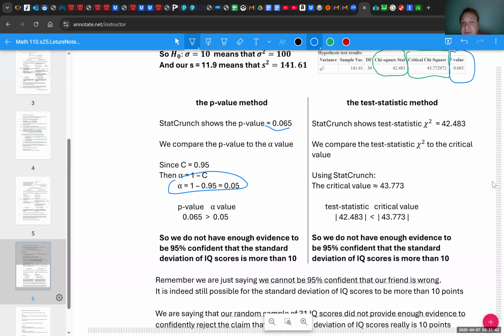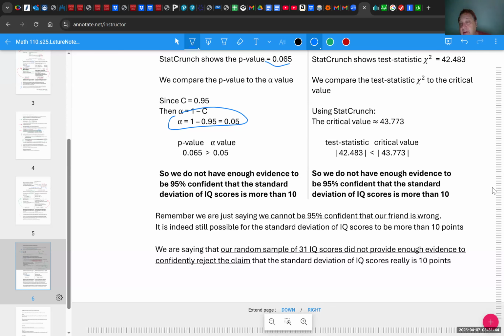So to try to once again just put this into our clear, concise language, we are saying that this sample does not provide enough evidence, right? We are saying that we cannot be 95% confident that our friend is wrong, or, I guess this should be, the IQ test makers. That is definitely a copy paste error. We cannot be 95% confident that the IQ test makers are wrong.